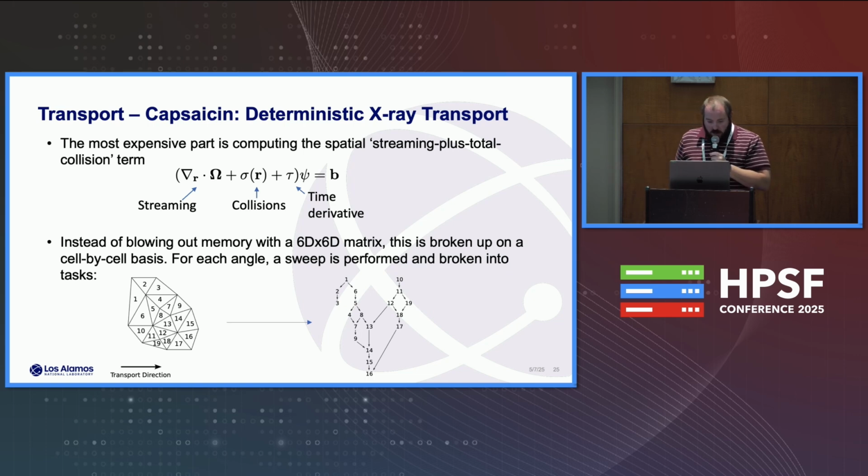And rather than solving a massive matrix, they do a sweep, which basically on an unstructured grid looks like, or they convert into a task DAG, which you can see on the bottom. That mesh gets converted to a DAG of tasks.